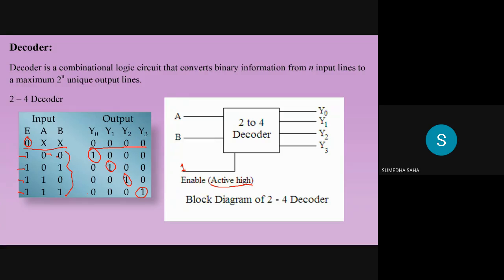Sir, 8. Very good, 8 possible combinations, starting from 0 0 0 to 1 1 1. Very good. So the total of 8 possible combinations are there, starting from 0 0 0, 0 0 1, 0 1 0, 0 1 1, like this up to 1 1 1. That means 8 unique pieces of information may be hidden inside these three input lines.